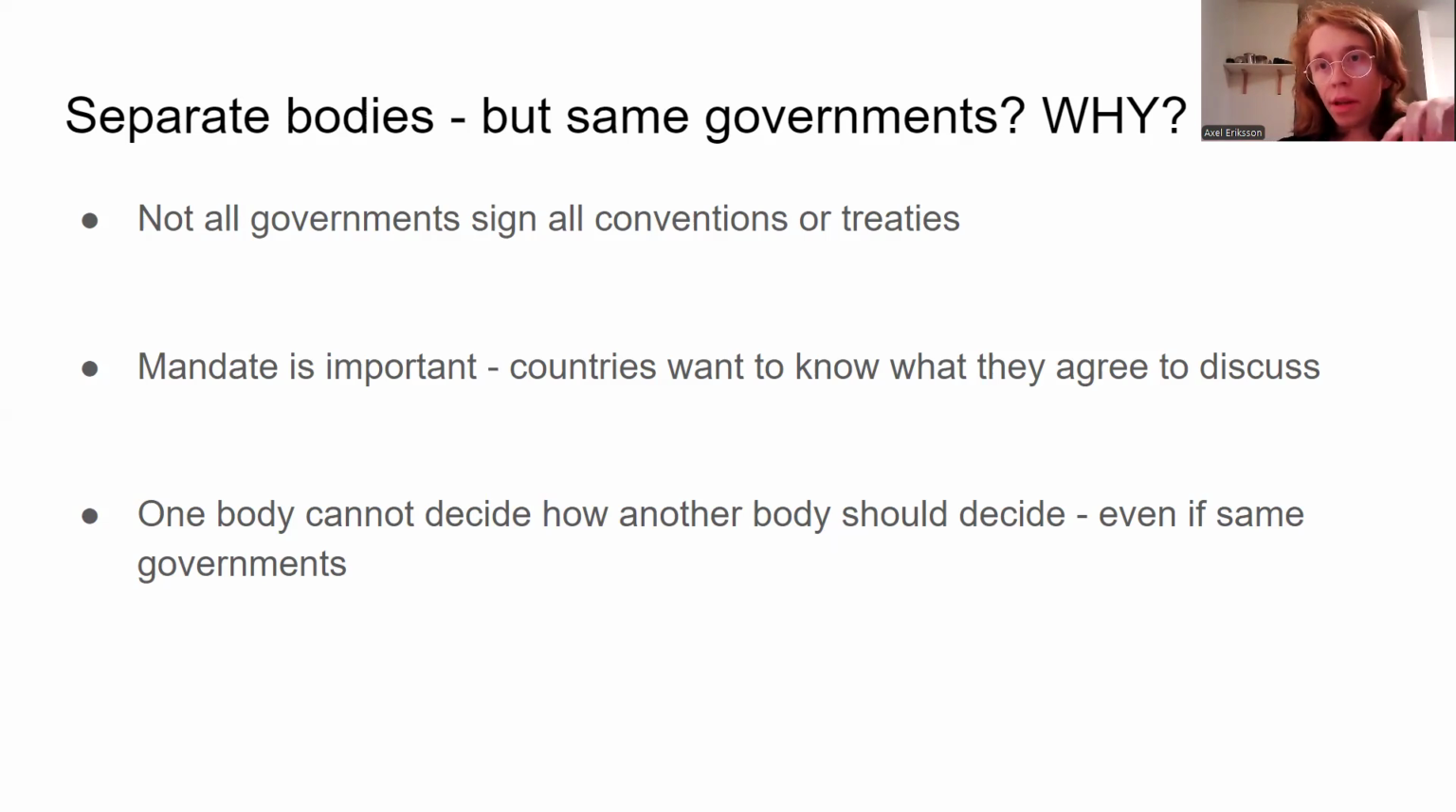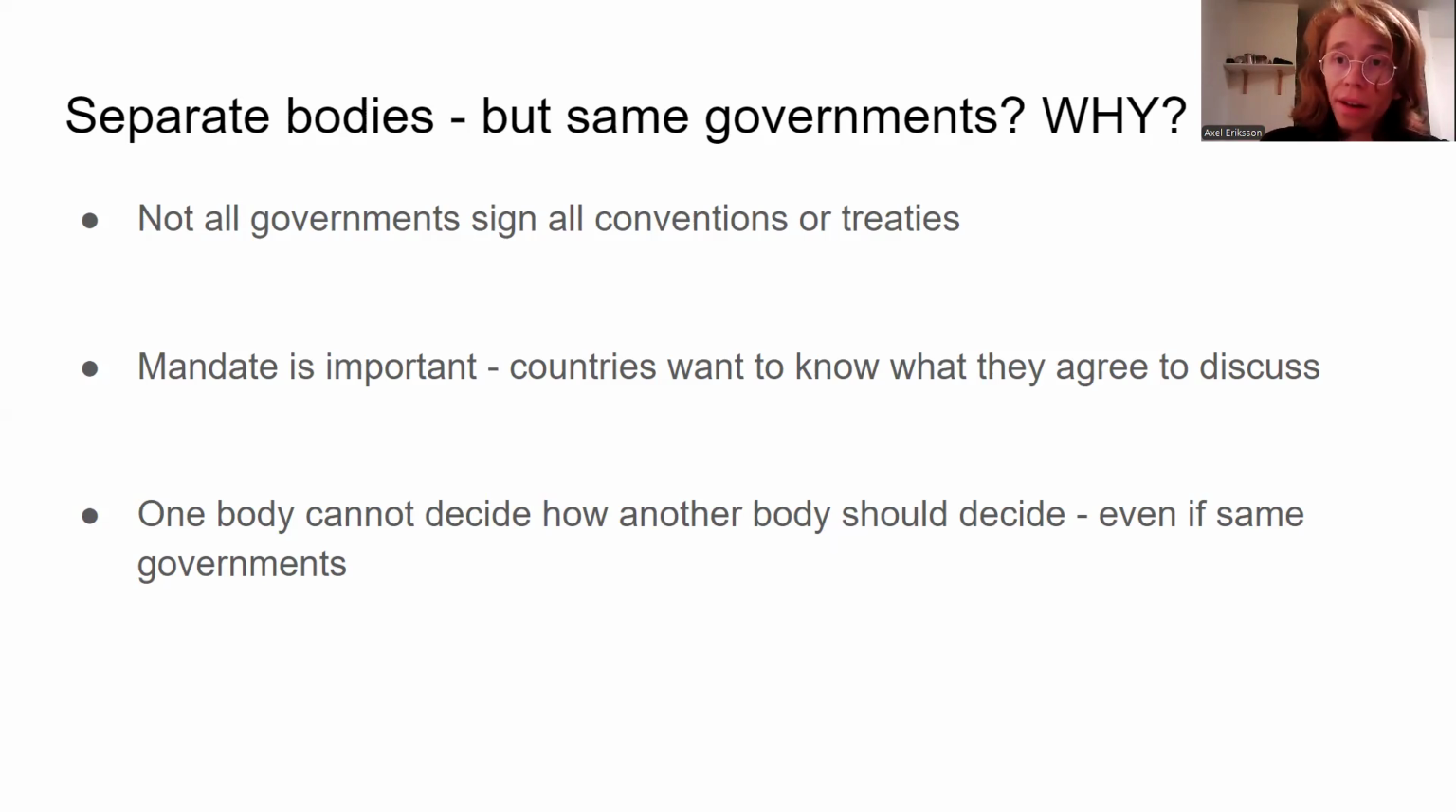So for the CBD, one notable example is that the US, the United States of America, haven't signed the CBD, but they have signed the Climate Convention, and that means that they might agree to something in the Climate Convention, whereas the CBD would agree to something else with which, if the US were a member of the CBD, they would not have agreed to. So that's also one reason that sometimes the different governments are signing the different treaties.